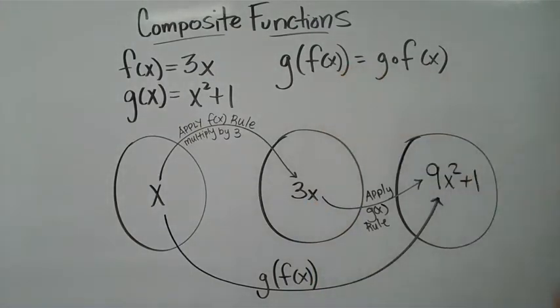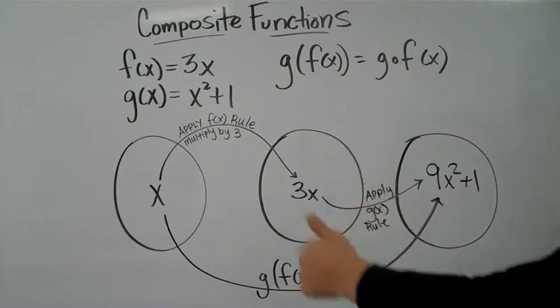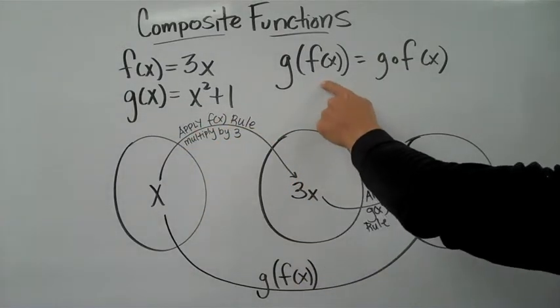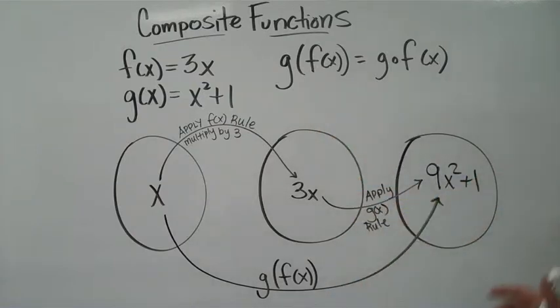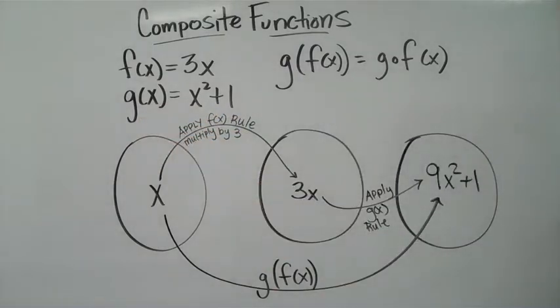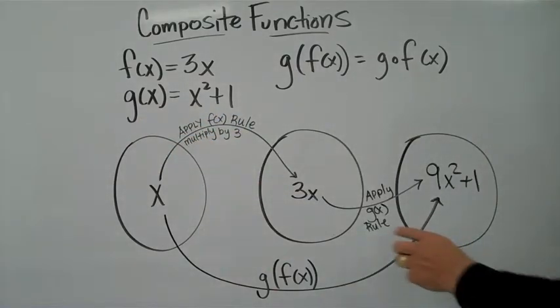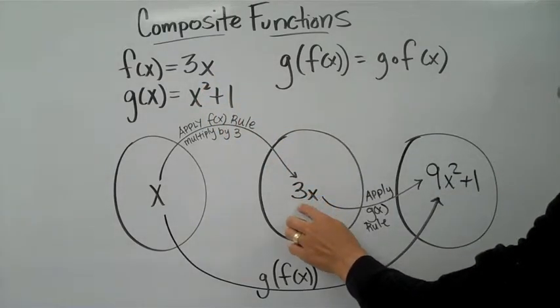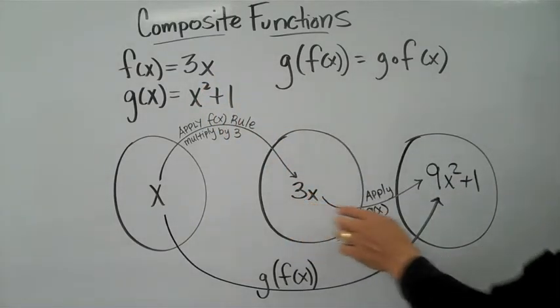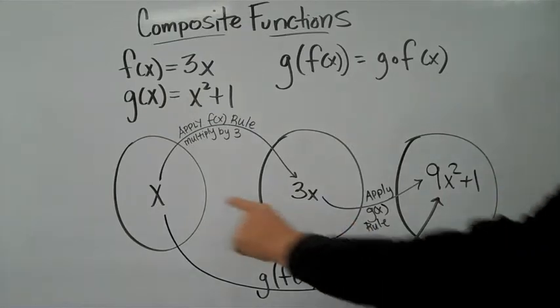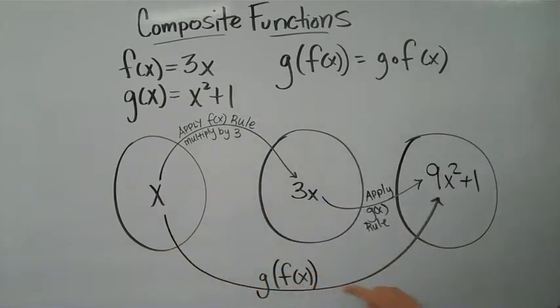For g of f of x to exist, the output or the range of my first function f of x must be part of the domain of my second, because this 3x now becomes the input of the g of x function. What does the g of x rule say to do? It says take your input and square it and then add 1. So 3x squared is 9x squared, and then add 1 gives me 9x squared plus 1. This is g of f of x.